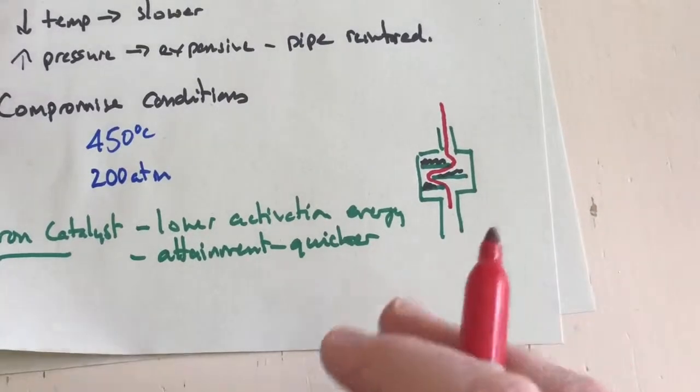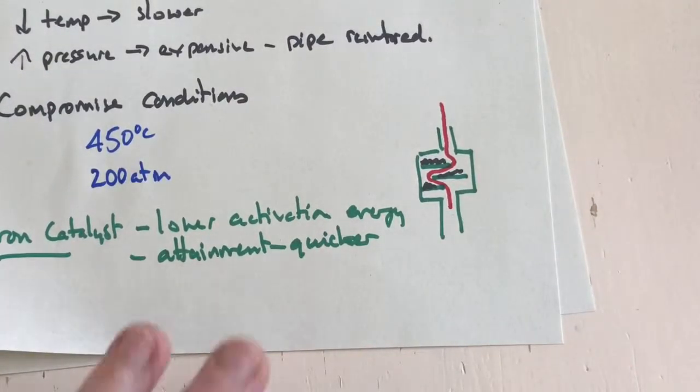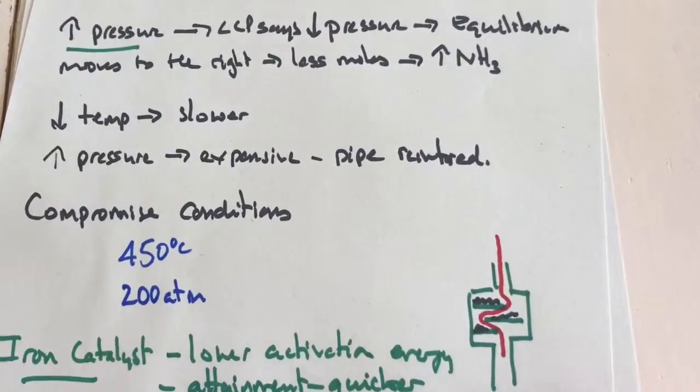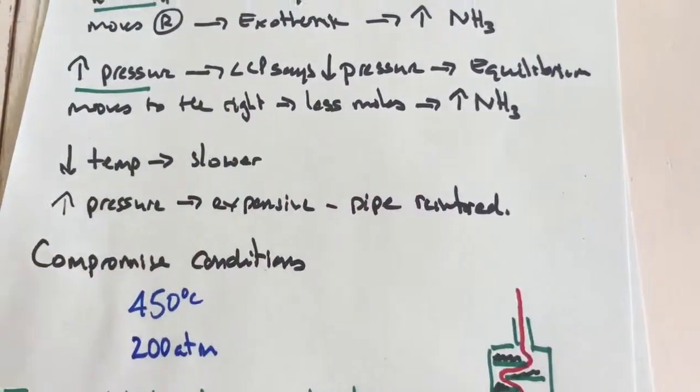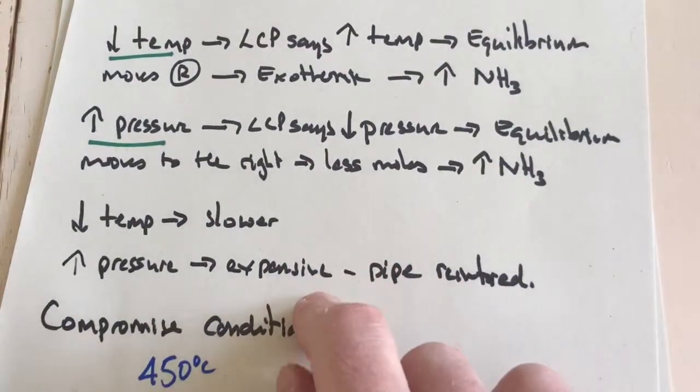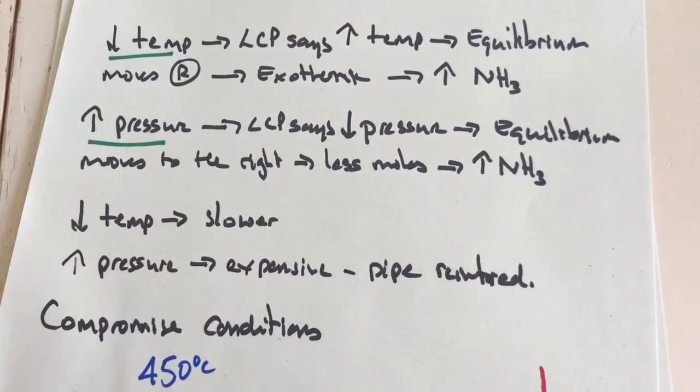Okay, so hopefully that goes through the Haber process, compromise conditions, and why we have to do that, linking it all to Le Chatelier's principle. And if you're stuck on the basics of that and want a refresher, go back to the video on the basics of equilibria, and that will help you get into that again.